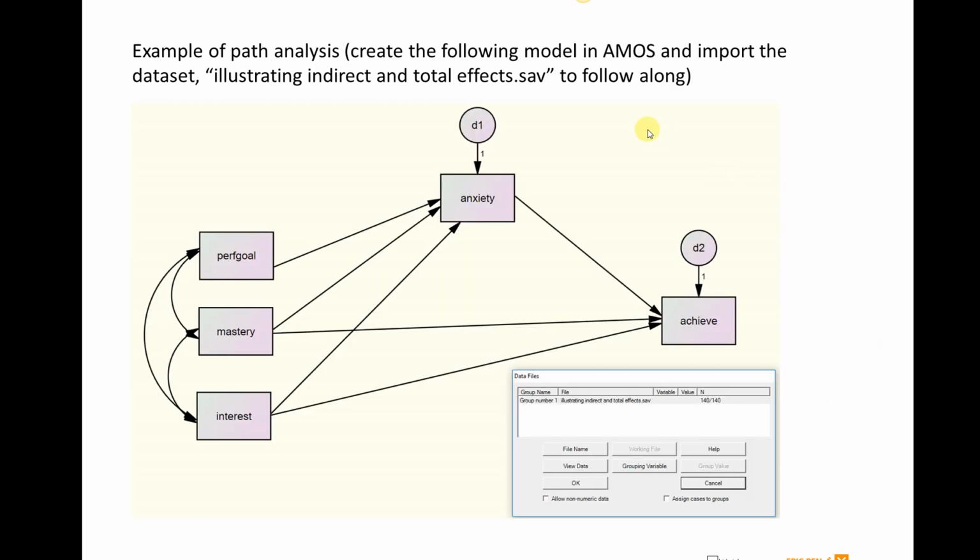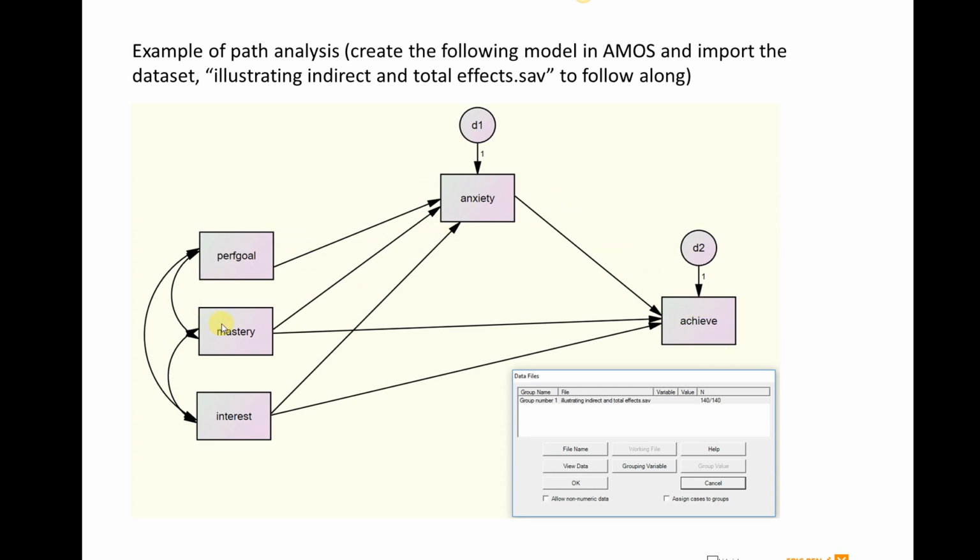So in path analysis in AMOS, here's an example of a model, and we are modeling both direct and indirect effects. The effect in this particular model of performance goals on achievement is completely indirect, as we have one arrow going to anxiety, and another arrow going from anxiety, the mediator, to achievement. As you can see, there's no direct path that flows from performance goals to achievement. So the effect of performance goals on achievement is only indirect.